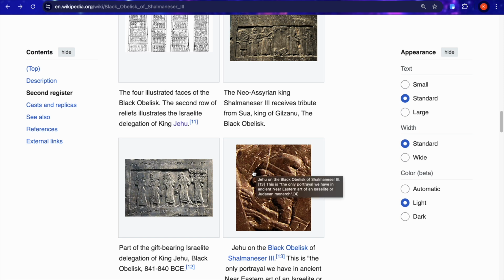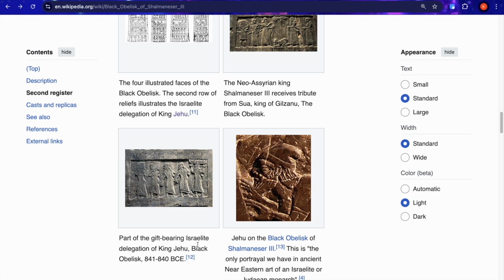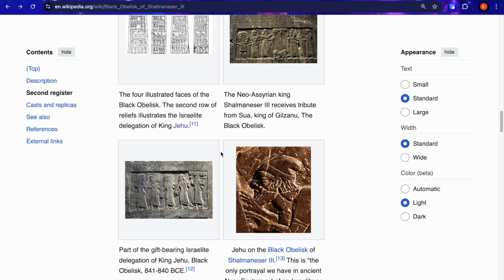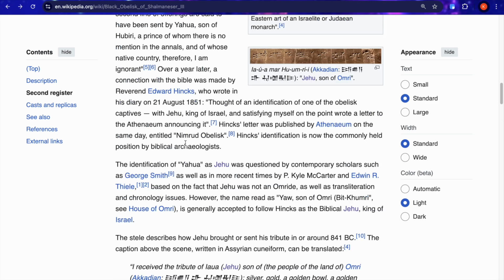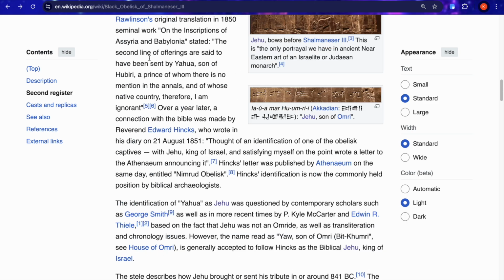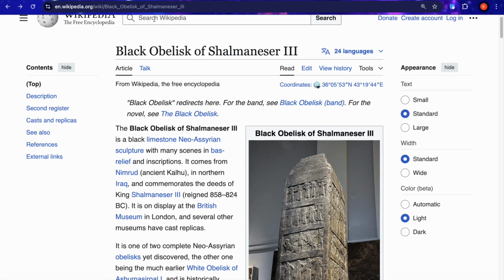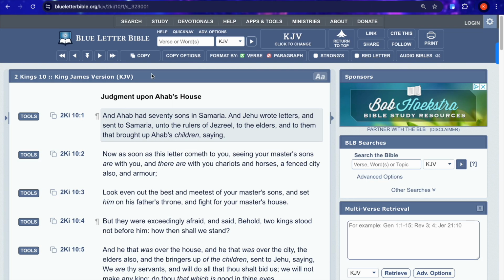As you can see here, part of the gift-bearing Israelite delegation of King Jehu. That's this image over here. You can see they're bringing gifts to the Assyrian king Shalmaneser. So here's some extra context for you, and you can look further into it if you are interested. But since we're on the subject of Jehu, I wanted to mention that.